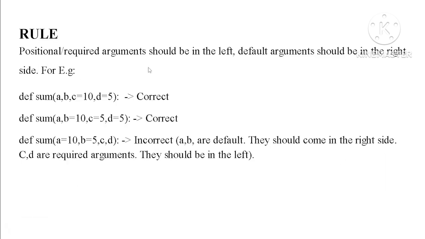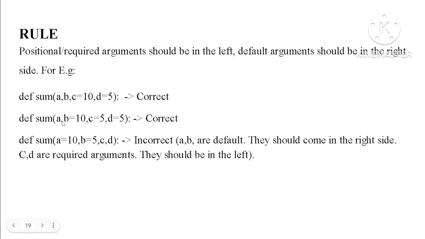Next. While declaring a combination of positional arguments and default arguments, you have a rule stating that the positional argument should be given in the left side and the default arguments should be given in the right side. So this is the correct way of mentioning. Suppose you want to give default values for A and B, they should be given in the right hand side. So whatever is the default should come in the right side, compulsory should come in the left side.